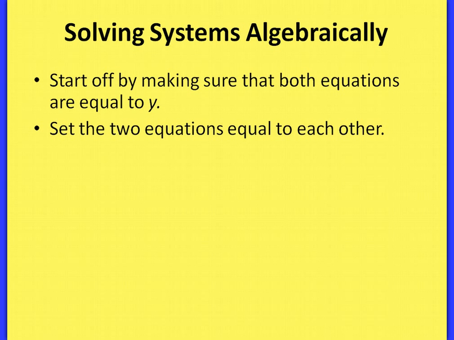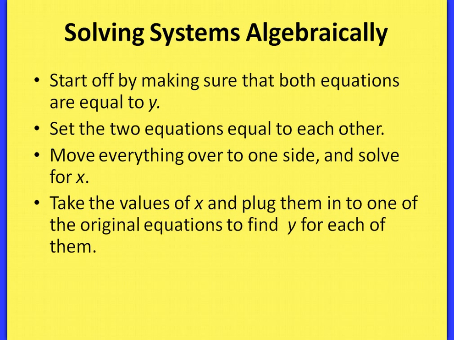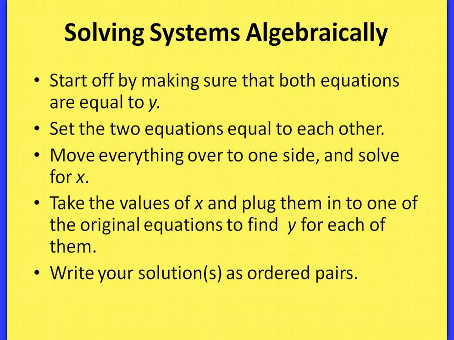I believe that's the transitive property of equality, and we'll apply that and set the two equations equal to each other. Once we do that, we're going to get everything over to one side, just like we would in any other quadratic equation, because that's what we would have, and we'll solve for x. We'll do that by either using the quadratic formula or factoring, even completing the square if that's what you like to do. Once we do that, we'll take our values of x from our solution, plug them into one of the original equations, and find y for each of them. Once we do that, we'll have a y that goes with every x, and we'll write those solutions out as ordered pairs, an x and a y, which would represent those points where the graphs intersect.